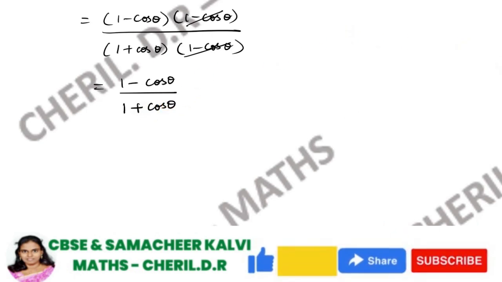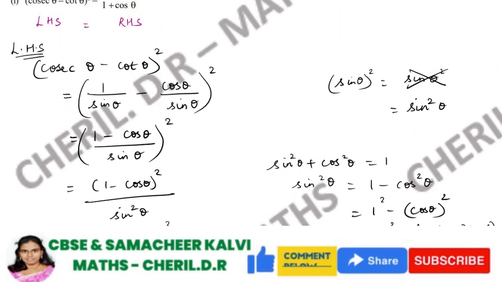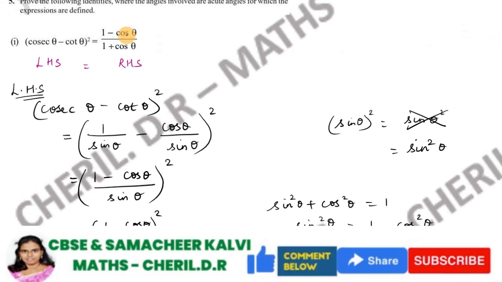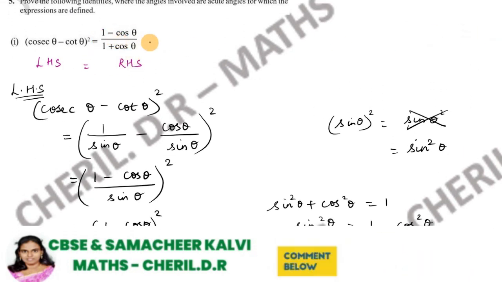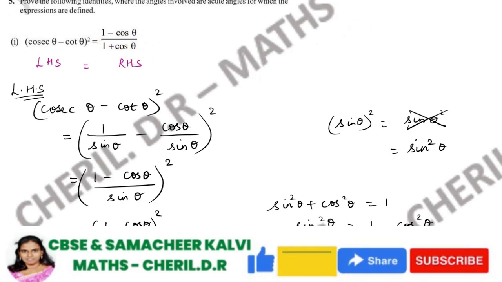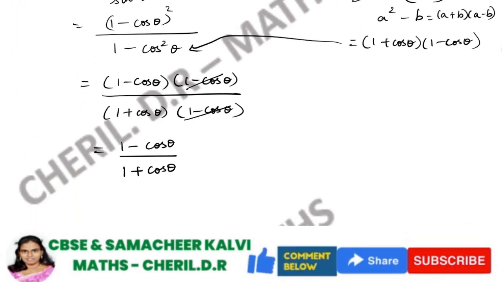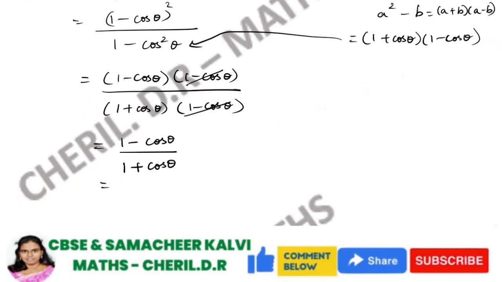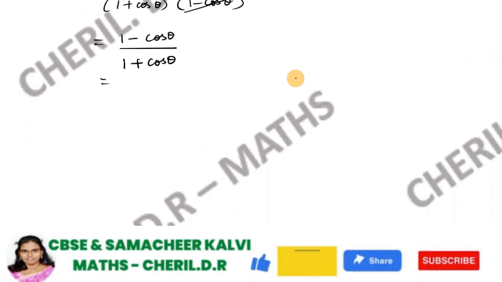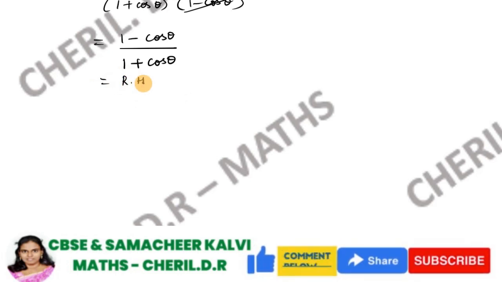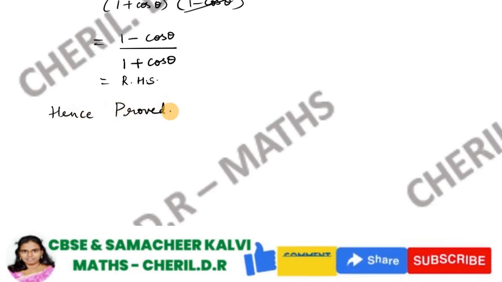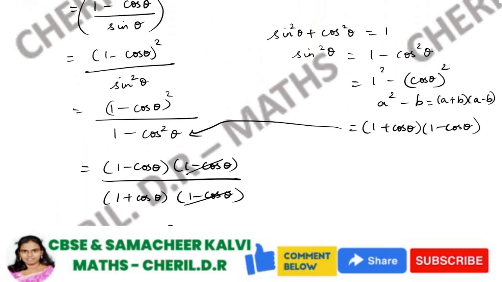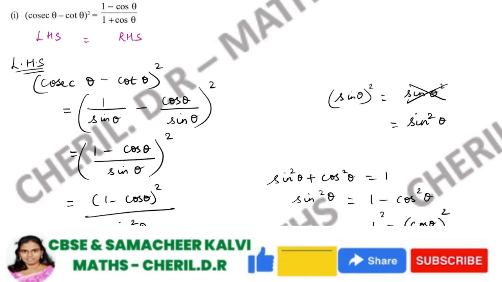So does it look similar to the right hand side? Now we look into the question. So the question also, what is our right hand side? 1 minus cos theta by 1 plus cos theta. So we've got the right hand side. Okay. So this is nothing but our RHS and hence proved. Okay. So thus we are able to prove this. Now just let's do a quick recap for the question.